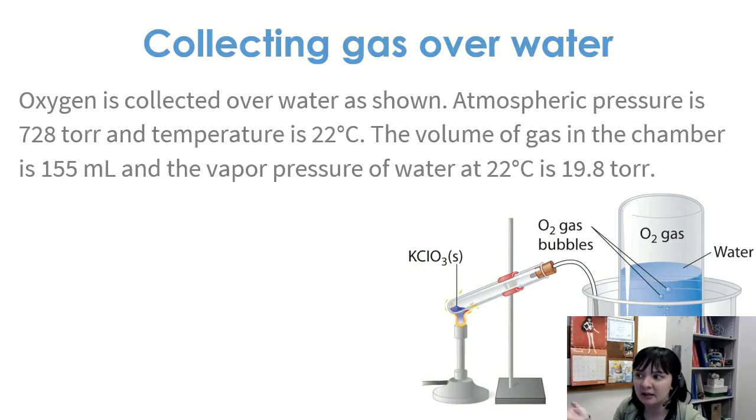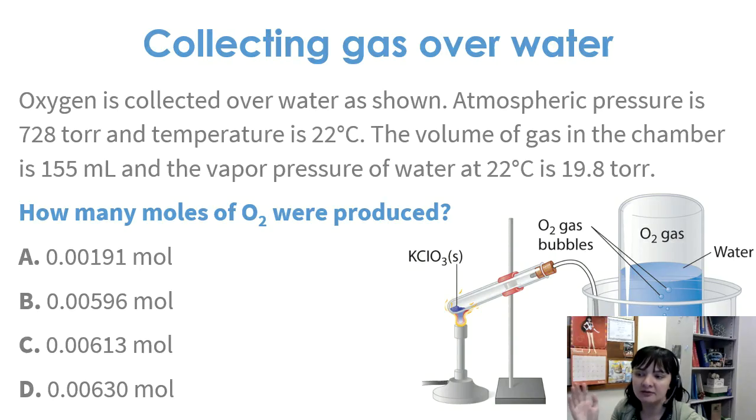We also find that the volume of the gas in our apparatus is 155 milliliters, and at this particular temperature, the vapor pressure of water is 19.8 torr. So from all of this information, I want us to determine how many moles of O2 were produced from this reaction. Go ahead and take a few minutes to put together all of the different pieces that we have here. What we want to find out is the moles of O2 produced from this particular experiment.